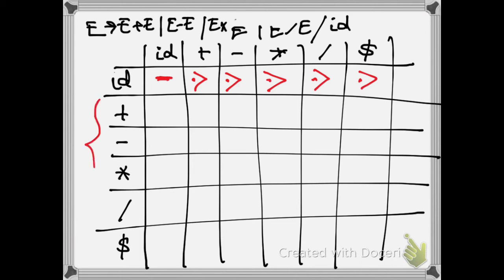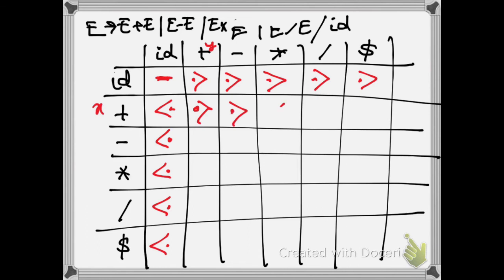Then plus and ID. Everything on this side would be less than ID. So less than, less than, less than, less than, less than. Now look at this plus and plus. This is our x and this is our y. Plus and plus have the same precedence, but associativity is left to right. So x is the left one, so you say x is greater than y. Similarly, plus minus, same precedence, but left associative. So plus is greater than minus.